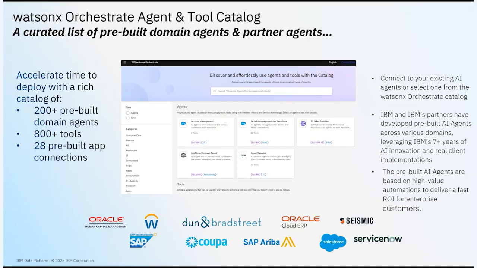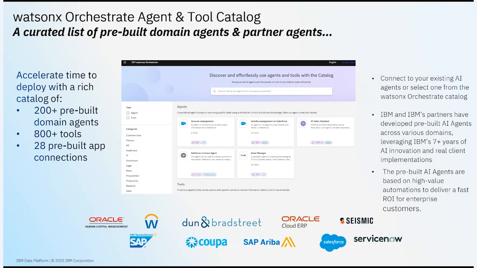The agent and tool catalog in watsonx Orchestrate enables enterprise teams to quickly discover, deploy, and customize a wide range of IBM-developed, partner-contributed, and client-specific agents. Delivered through an intuitive interface, the catalog simplifies the agent building process by offering reusable components that are ready to integrate into enterprise workflows.